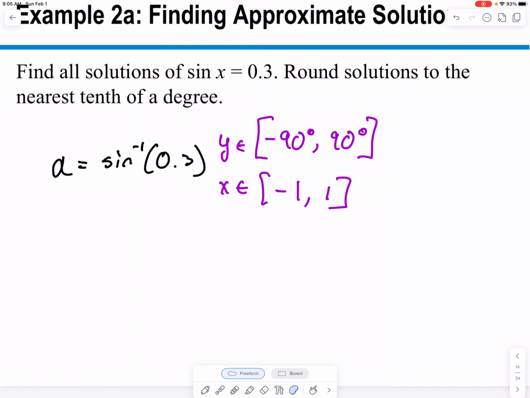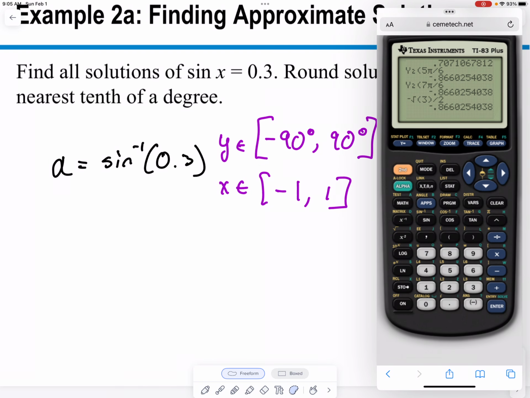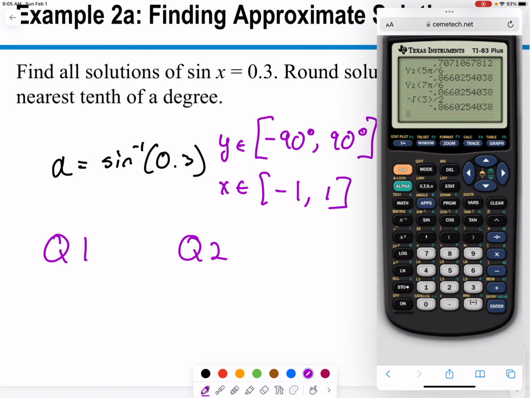So we have to use our calculator. Okay. And again, sine is what? Positive. Sine is our y value. So we should have a quadrant 1 solution and a quadrant 2 solution. Again, there should be a quadrant 1 solution and a quadrant 2 solution. All solutions, okay. So then let's go to mode and put it in degrees. Okay. Let's do the arcsine of 0.3.